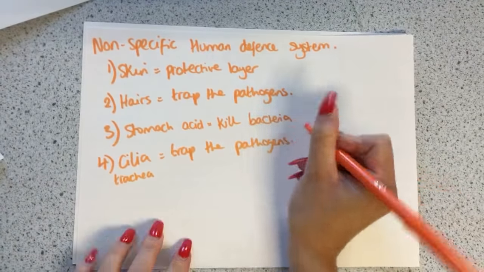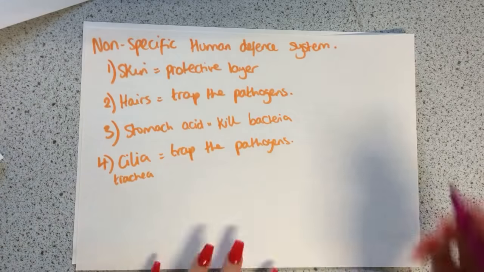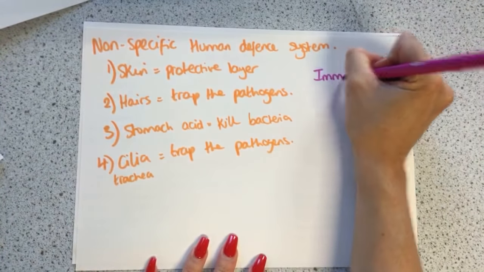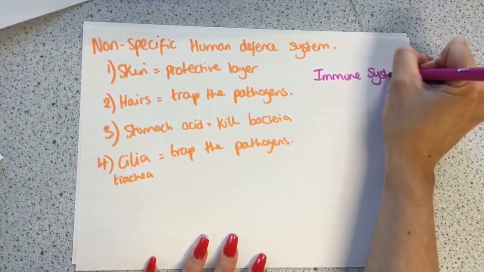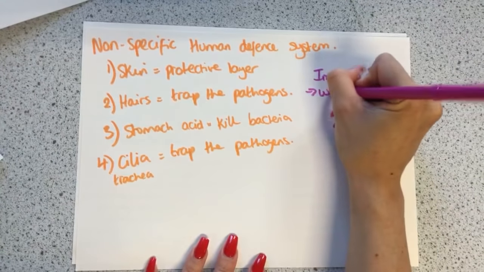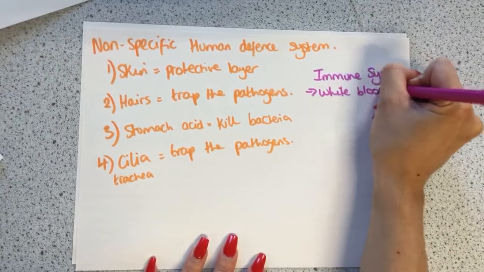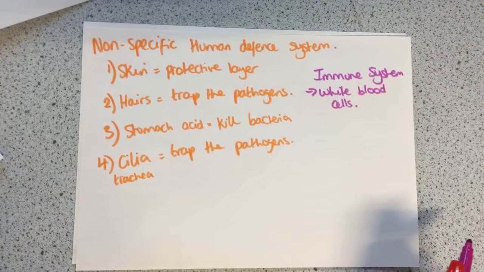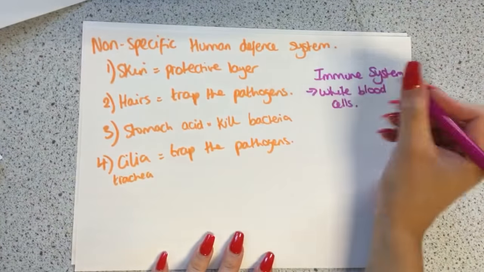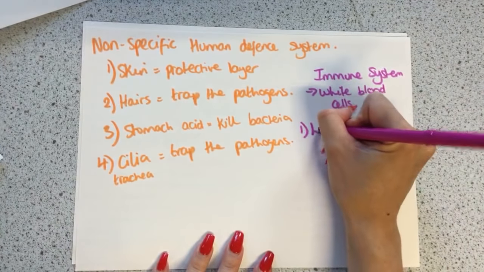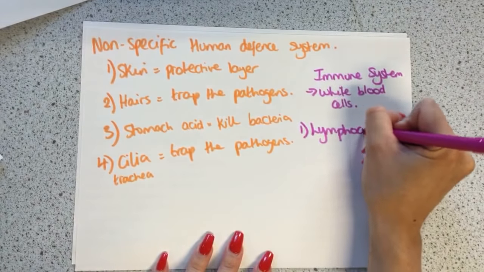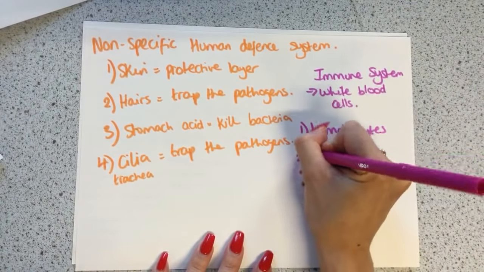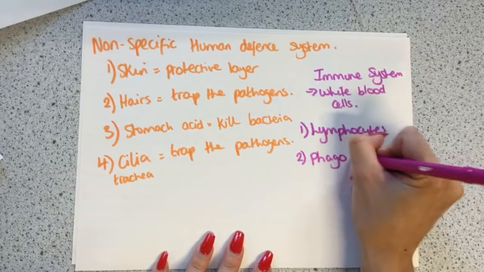That's about preventing them entering your body, but obviously sometimes they do get inside your body, and that is when your immune system, which is your white blood cells, are then going to come along and remove the pathogen. So you've got two types of white blood cells. You've got lymphocytes and phagocytes.